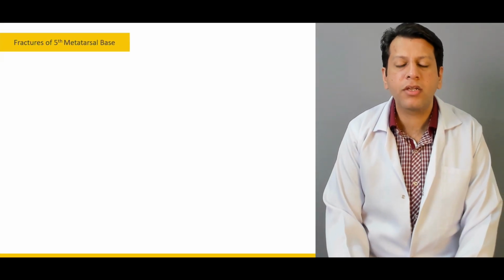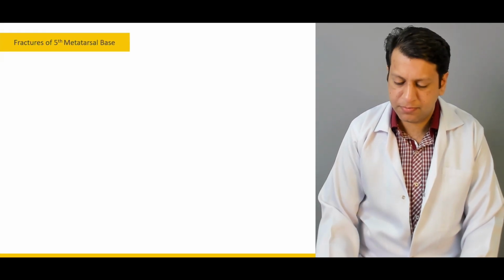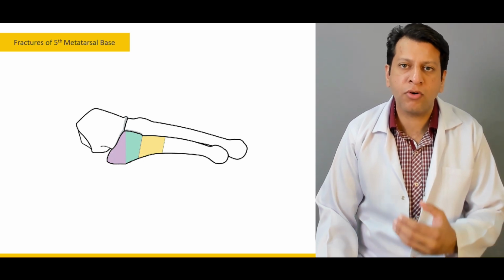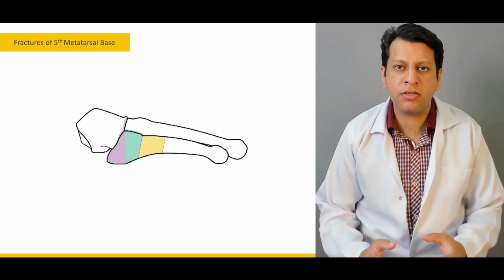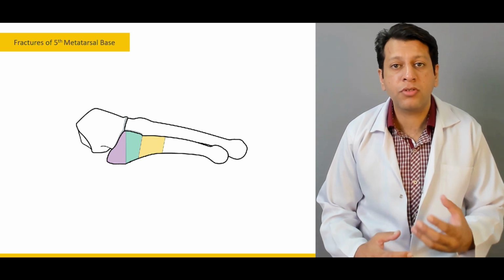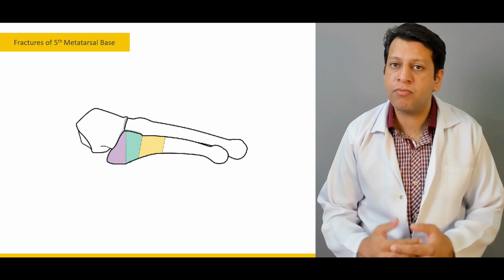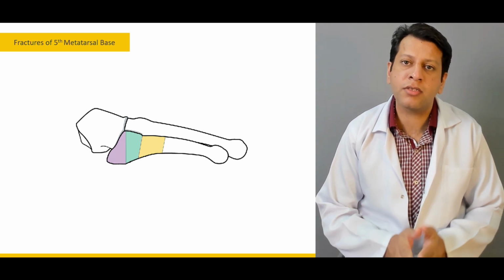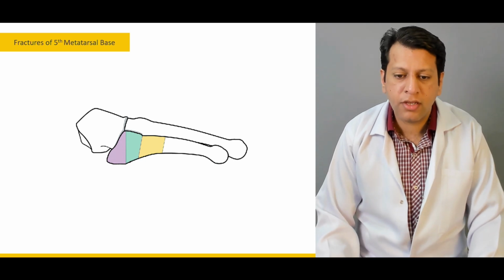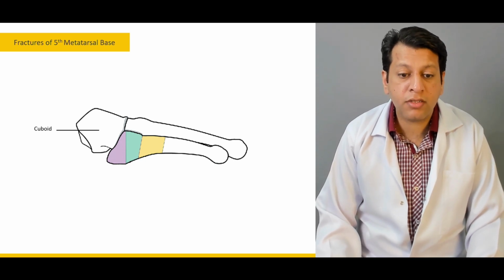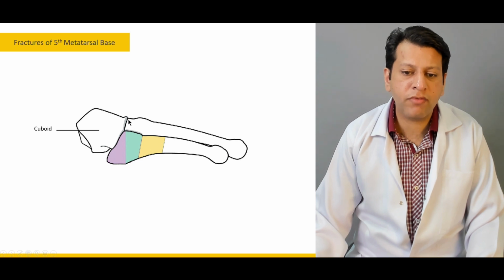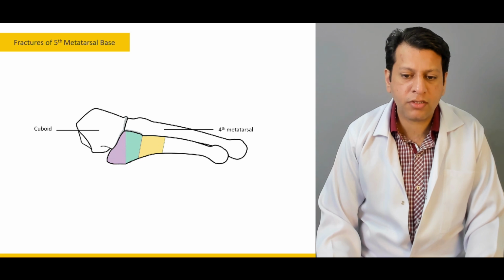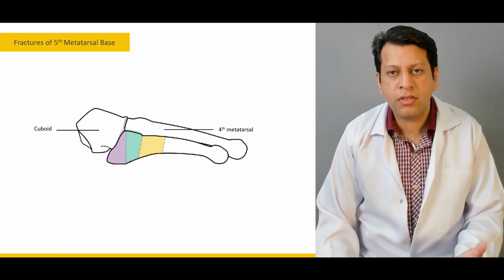Now coming on to the fractures of the fifth metatarsal base. Why is it important? Because it has special value, because the problem is that it may go into some form of non-union. So we're going to be discussing fractures of the fifth metatarsal base as a separate entity. The cuboid is articulating with the fourth and fifth metatarsals. Fractures of the base can be in the form of 3 zones.